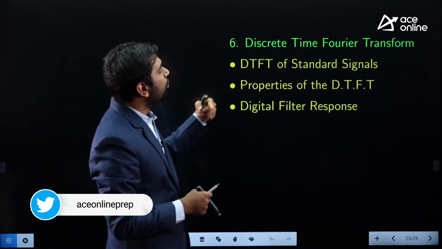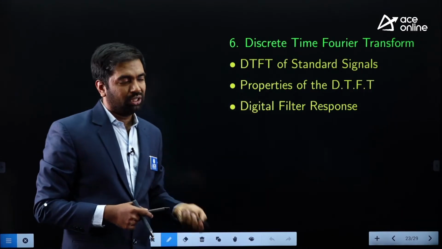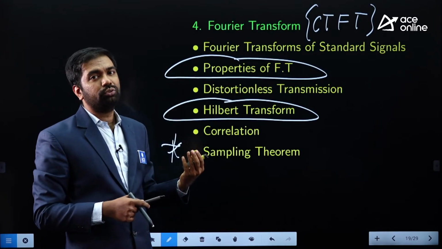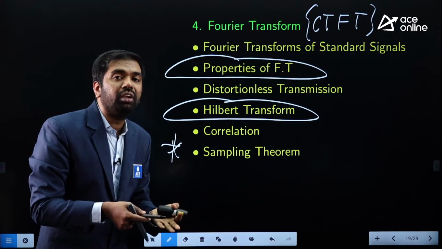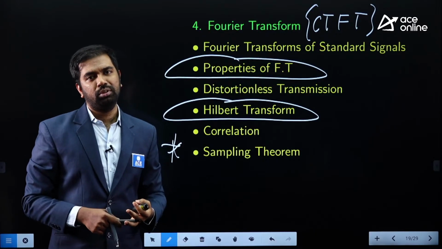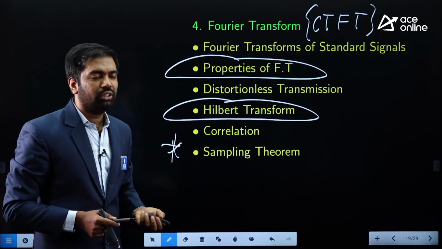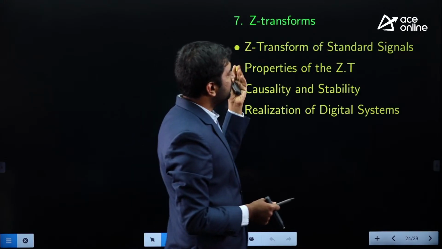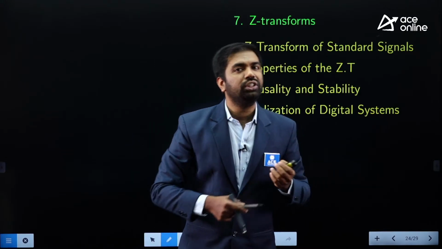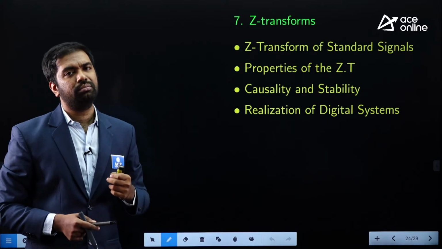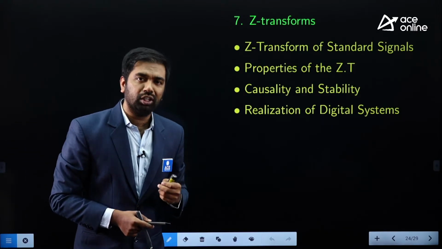The extension of this is the Z transforms. Just like I said, the extension of Fourier transform is Laplace. In the same way, the extension of DTFT is Z transform. Now what we will discuss in Z transforms, try to guess it. We will discuss about the definition. The R.O.C. How do you find Z transforms for the standard signals? The properties of Z transforms.